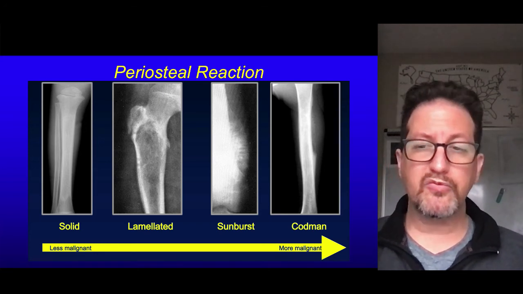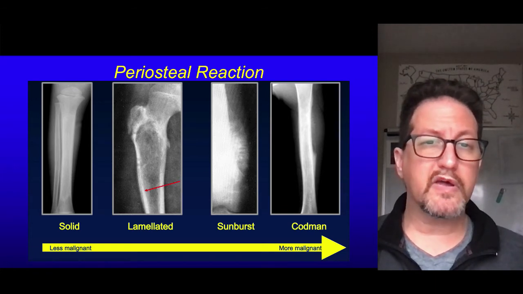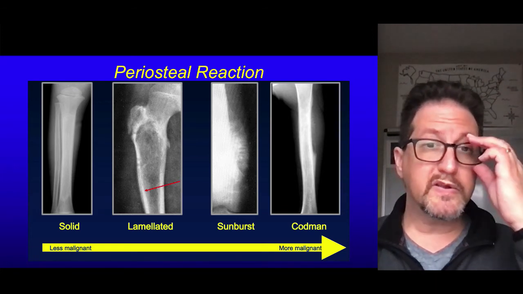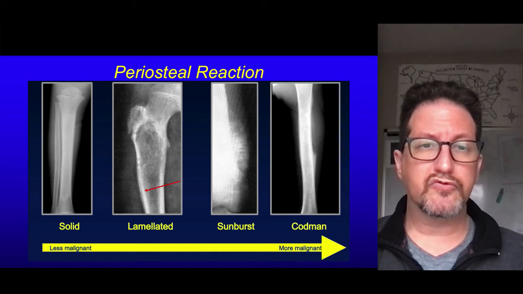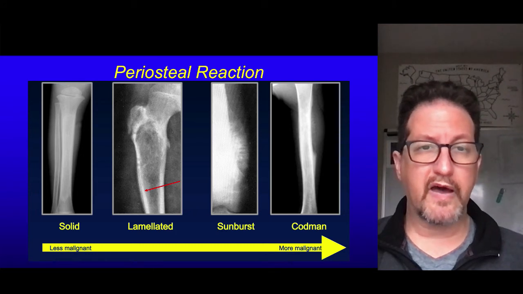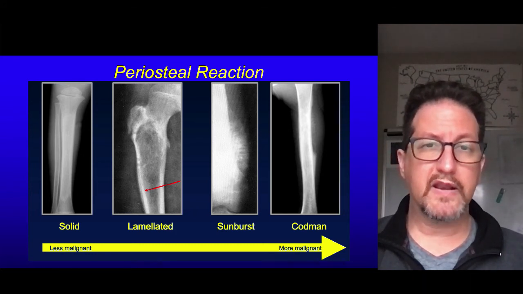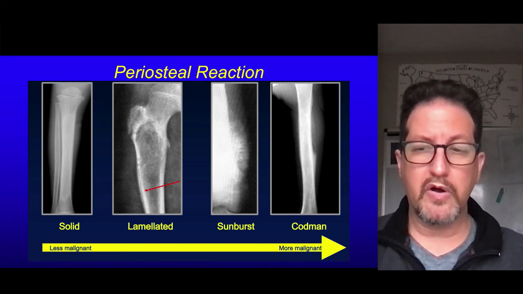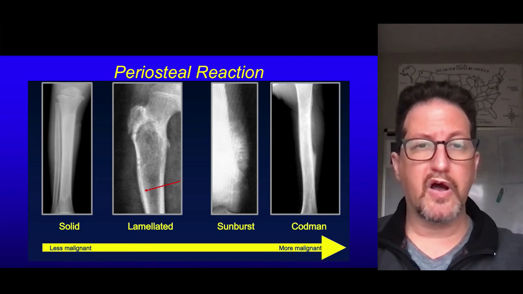And then the next one is lamellated. If you look at where my red arrow is, you can see a single longitudinal dark line that's in the cortex. And that is a lamellation, or a lifting off of the periosteum.